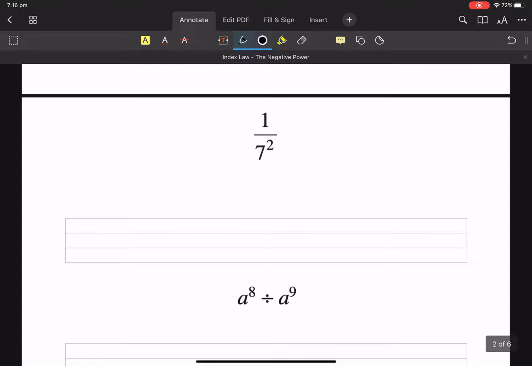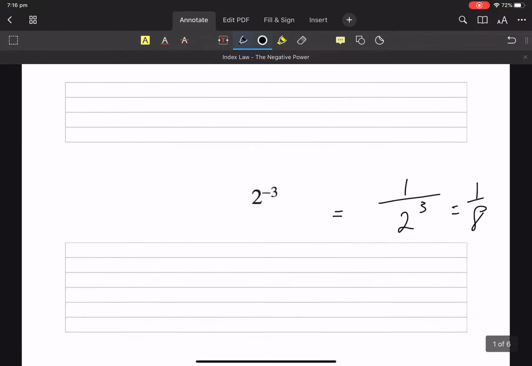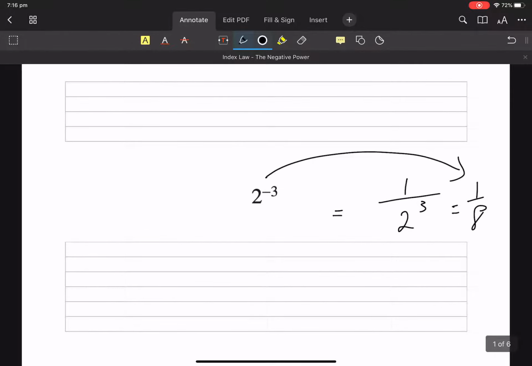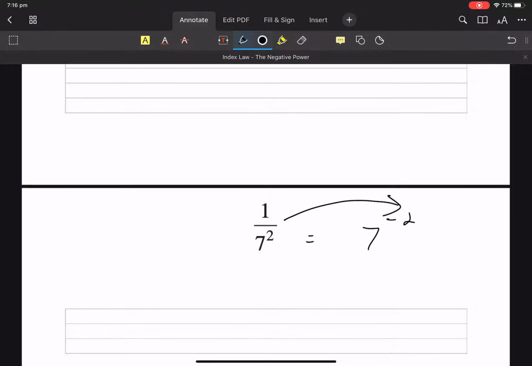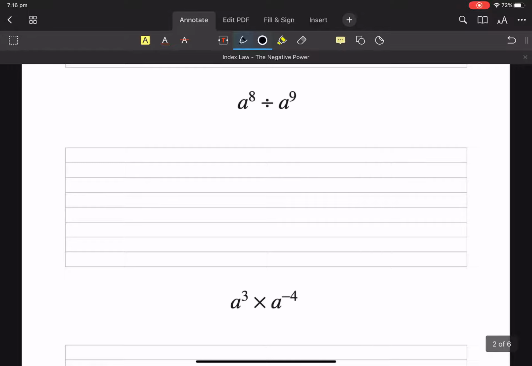Okay, so let's put that into negative power terminology. It's on the bottom, therefore I can say that that's the same as 7 to the negative 2. So we want to be able to go both ways, put it from index law to a number and from a number to index law. Let's just see how this works.